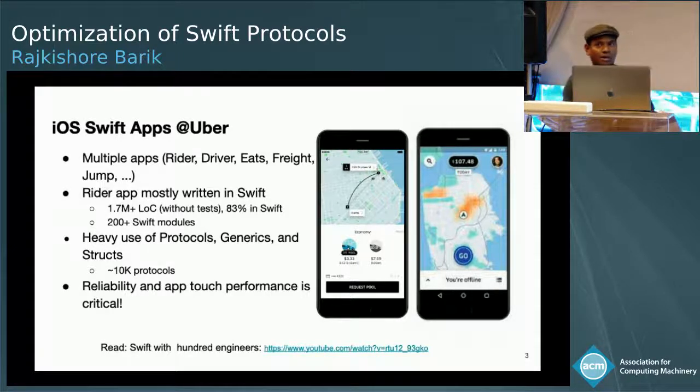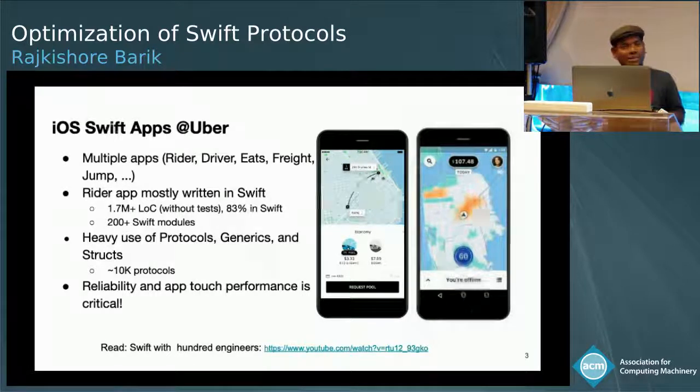It's critical for Uber and Uber's business that the app is reliable, and you don't see many crashes in the field. At the same time, the touch performance of your Uber app must be very good, so that the customer is satisfied with it. Keeping these two goals in mind, I'll talk about the optimization of protocols for Swift.